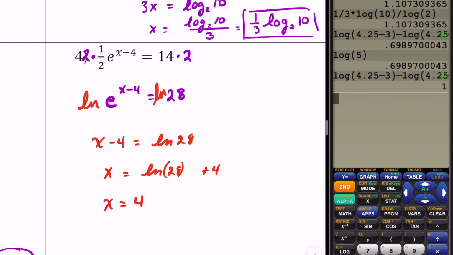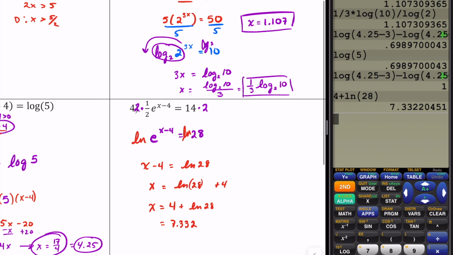Okay, let's get a decimal approximation. 4 plus natural log 28 equals about 7.332. We get our decimal approximation. Number 5, let's see, logarithms, let's check some domains.